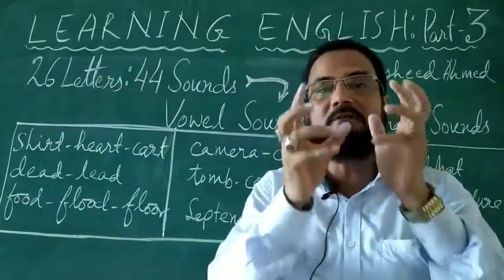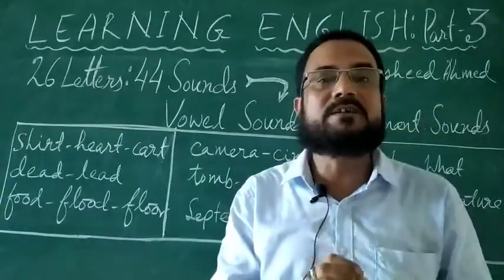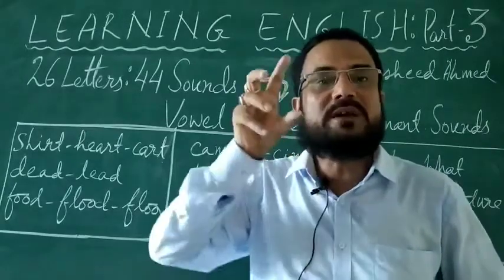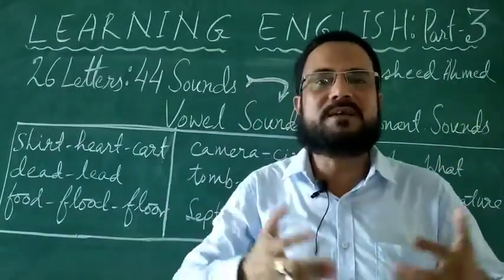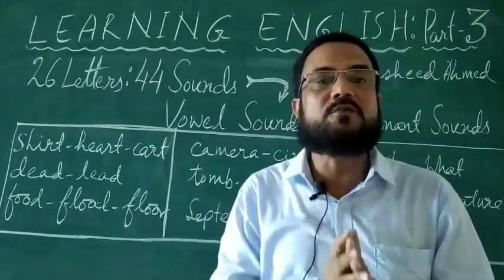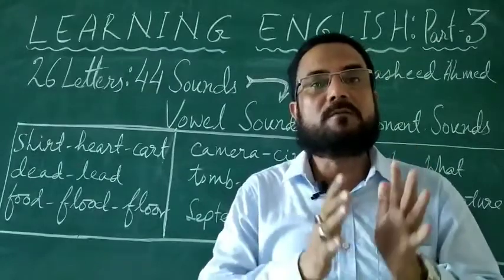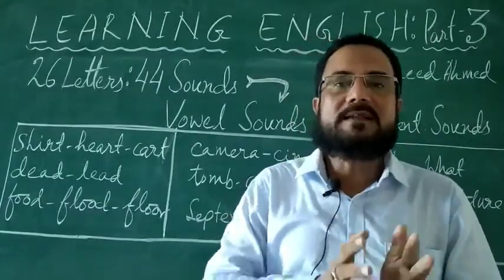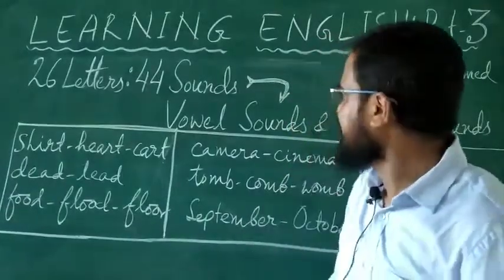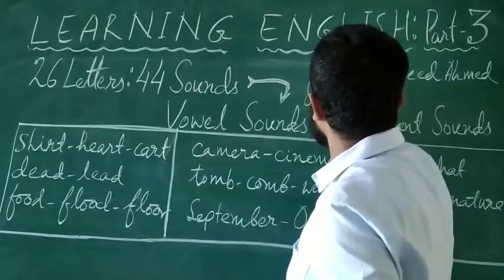But what about the 5 vowels? The number of vowels is only 5, but these 5 vowels represent as many as 20 sounds. That is something really very amazing. 5 vowels represent 20 sounds. Out of those 20 sounds, 12 are called pure vowel sounds, and the remaining 8 are called diphthongs. Diphthong may be something new to you. Diphthong, D-I-P-H, diphthong.